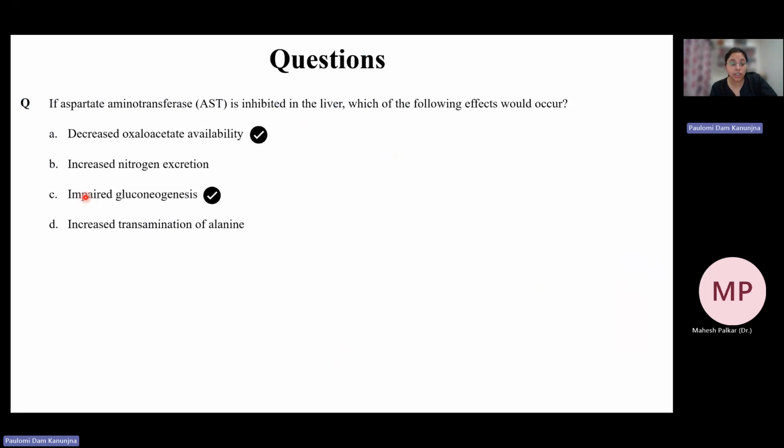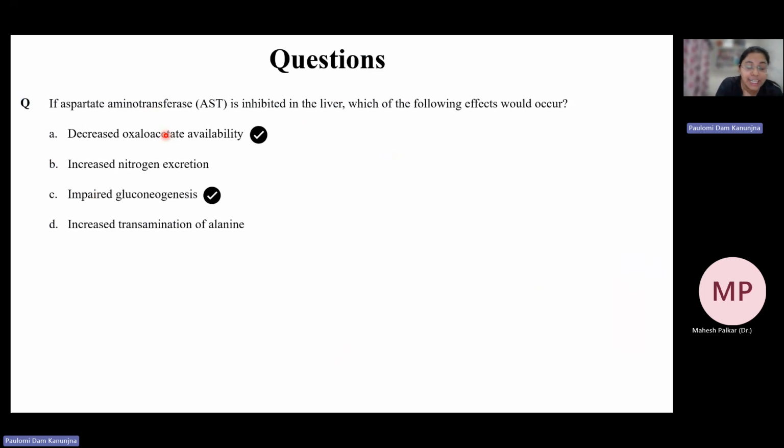I told you to remember this thing, keto acid, right? Aspartate aminotransferase is responsible for the conversion of aspartate and alpha ketoglutarate. Every time an amino acid is supposed to be transaminated, you have alpha ketoglutarate as a substrate. That gets converted to glutamate, and aspartate gets converted to oxaloacetate. So if aspartate aminotransferase is inhibited, you have decreased oxaloacetate availability because it's not formed.